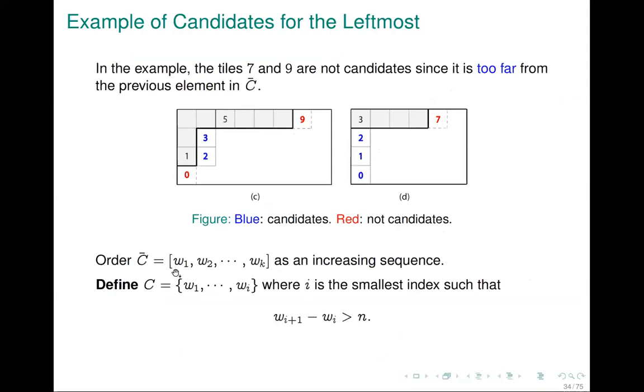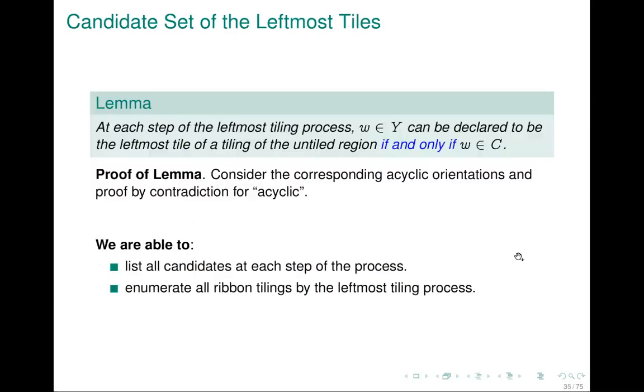First order C bar as an increasing sequence, and we stop at i, where i is the index such that W_{i+1} minus W_i is greater than N. Basically, it cannot be too far away. Now I'm ready to state my lemma: at each step, a tile is a candidate if and only if W is in C. Basically we know the candidate set C.